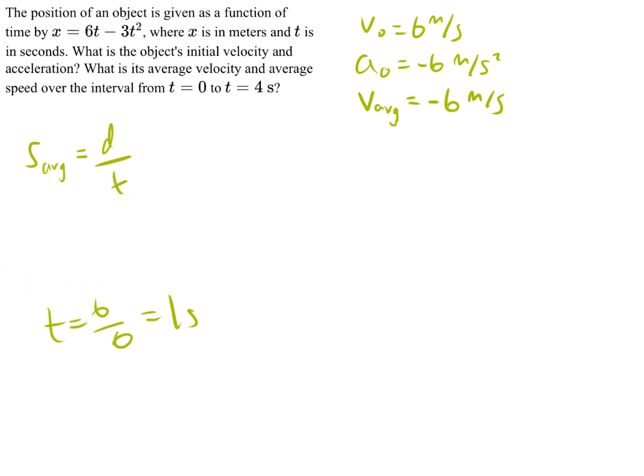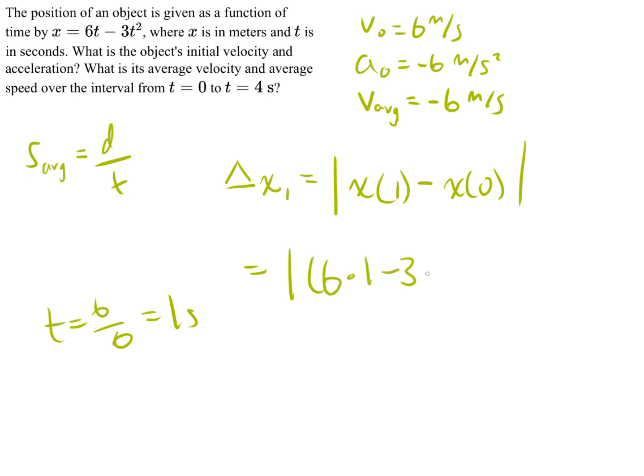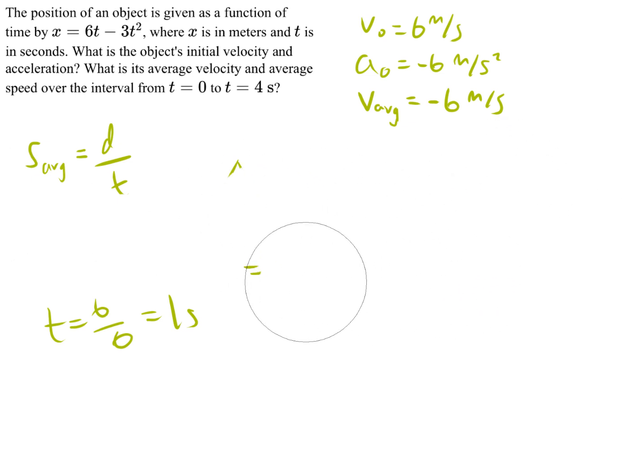So we can get rid of this. Now, say that the distance it travels before the turning point is going to be change in x1. This is going to be equal to the absolute value of the position at 1 second minus the position at 0 seconds. Because this is the distance traveled, and the distance traveled is never going to be negative. It's always positive. So we just need to figure this out. This is equal to the absolute value of 6 times 1 minus 3 times 1 squared. And this just becomes 3 meters. So that's our first part. The distance it travels before the turning point is simply 3 meters.